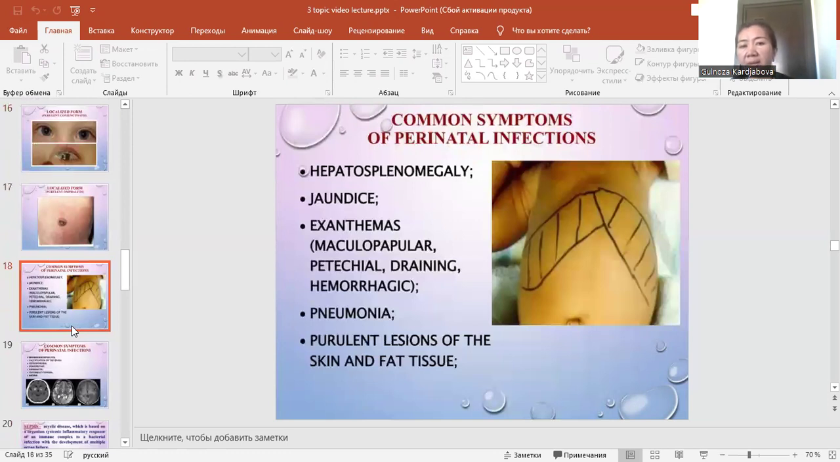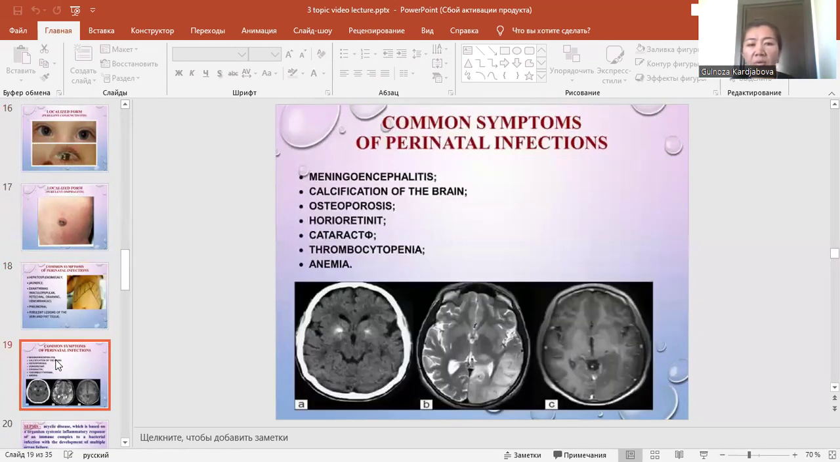Common symptoms of prenatal infections are hepatosplenomegaly, jaundice, exanthemas, maculopapular, maybe petechial and hemorrhagic rashes on the skin, pneumonia, and purulent lesions of the skin and fat tissue. Common symptoms from the nervous system are meningoencephalitis, calcification of the brain, osteoporosis, chorioretinitis, and also thrombocytopenia and anemia.